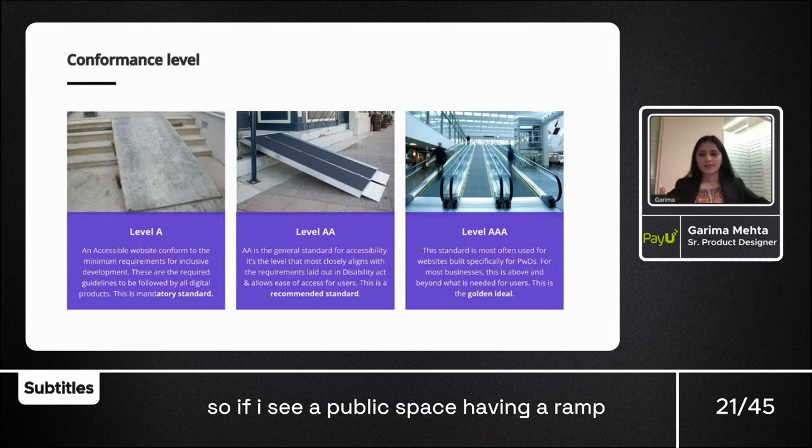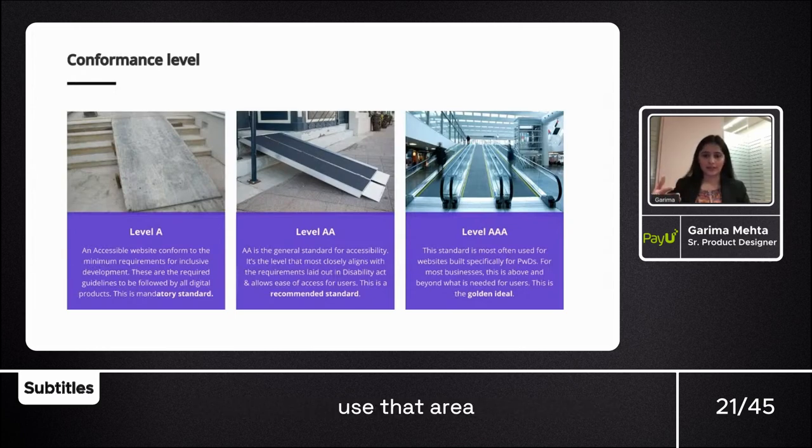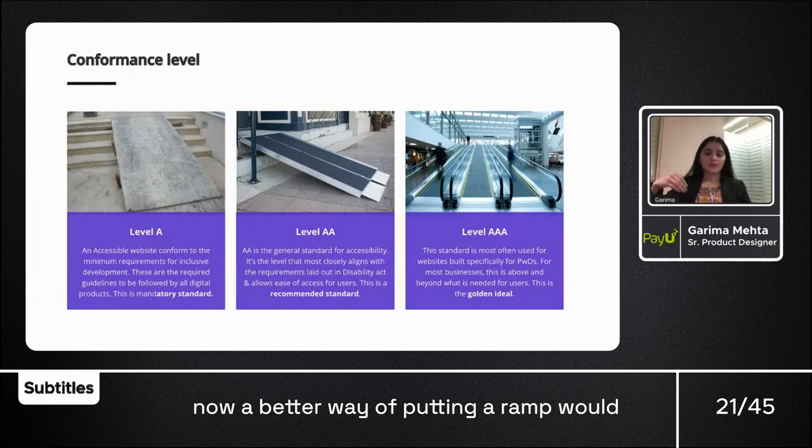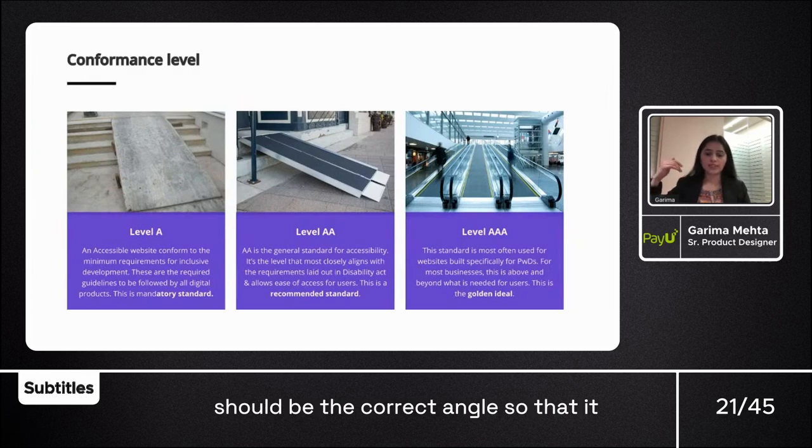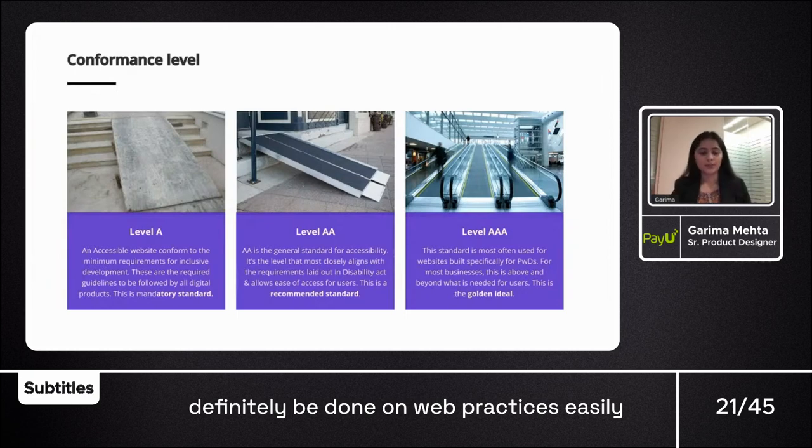So if I see a public space, having a ramp is very important because a ramp gives access to people with wheelchairs, even for something simple like getting your bicycle up. So having a ramp makes it very easy for people to use that area. Now, a better way of putting a ramp would be a smoother ramp, or you could decide on a good slope, the correct angle, so that it becomes more efficient as a ramp. And the third one would be a travelator, where you just need to stand on it and it will take you. So AAA is a very specialized version, but A and AA can definitely be done easily in web practices.